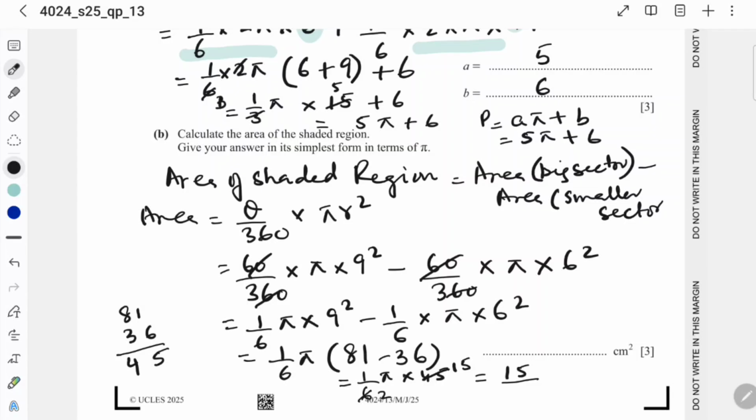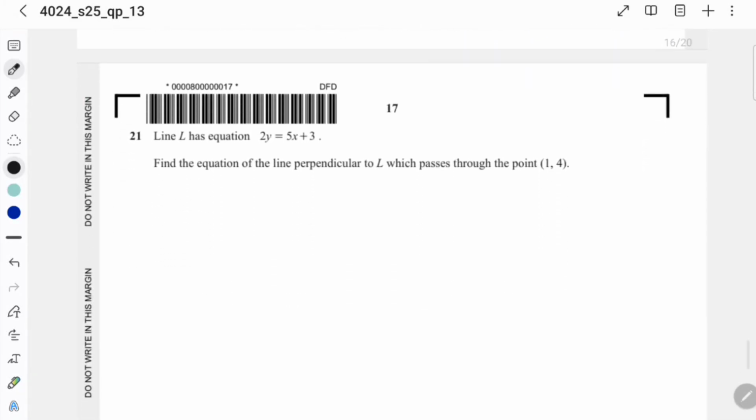But you cannot take the times table of 9 because 6 is the denominator. That's why you write down 15 upon 2 pi, or 7.5 pi. But write down 15 upon 2 pi, okay? Or you can write down 7 whole 1 upon 2 pi. Okay, come to the next question.